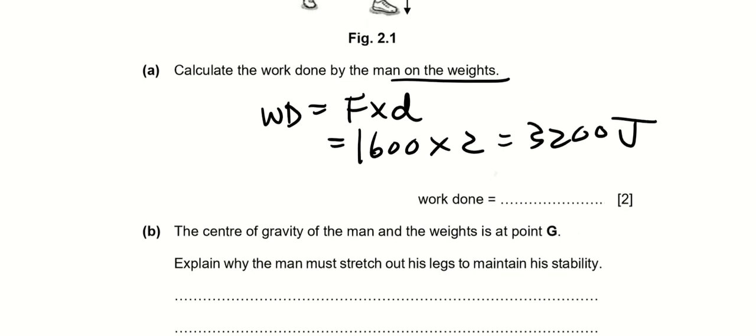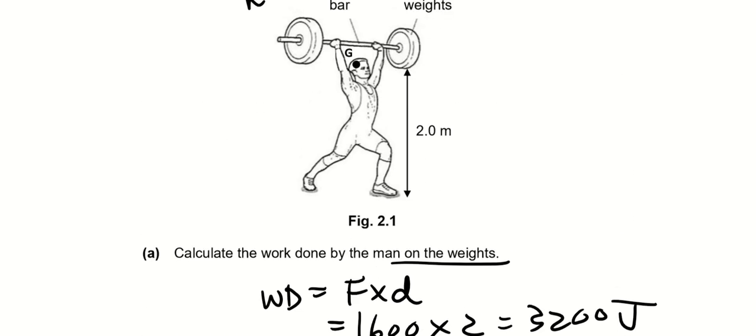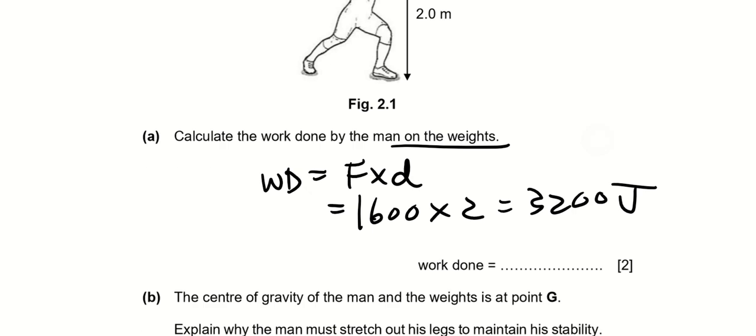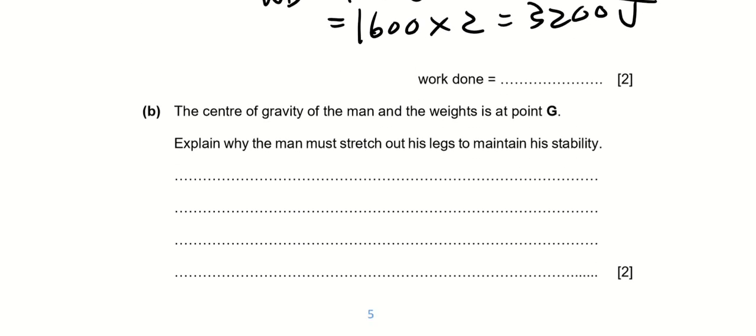Now the center of gravity of the man and the weight is at point G. So this is where the center of gravity for the man and the weight combined is over there. So why must the man stretch out his legs to maintain his stability? Let's look at the answer.